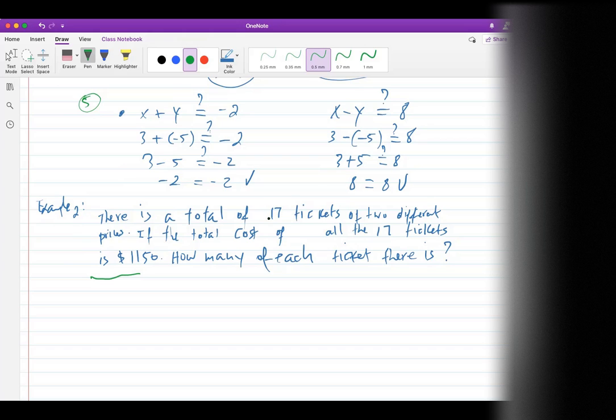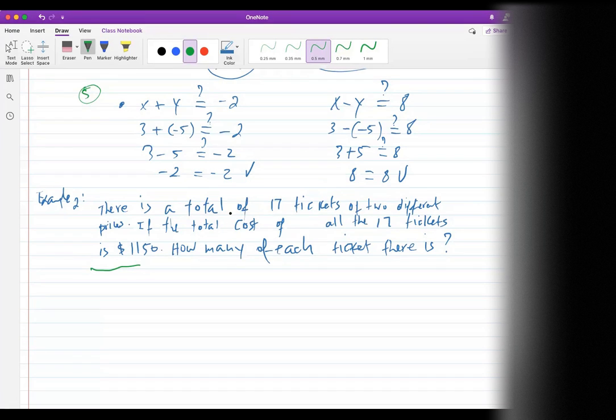But the tickets are different. Like I said, some of them cost more than the others. We have two groups. We have price one and price two. That's all. How many of each ticket there is? So we need to find, for example, the first group of tickets. We have x amount of them. They cost this, and the other group, same thing. I'm going to find how many tickets, and maybe we need to add some more information here to make it a little easier.